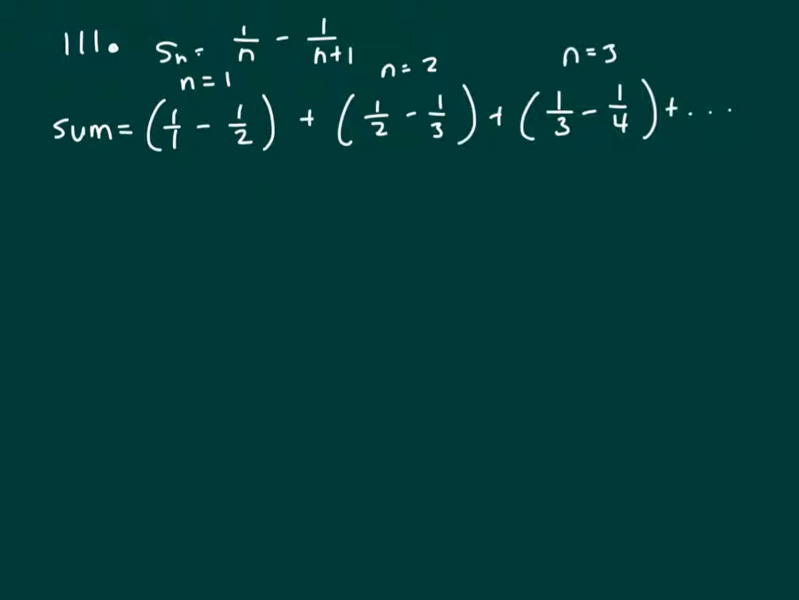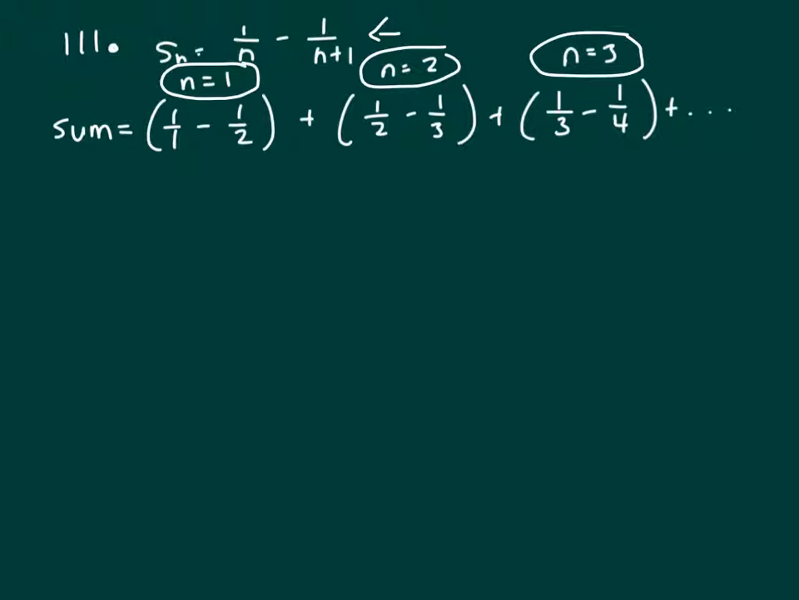All right, 1 over n minus 1 over n plus 1 is the formula for our sequence, and we're summing up terms in this sequence. So if we let n be 1, just substitute 1 into your formula, and you get 1 over 1 minus 1 over 1 plus 1, which is 1/2. If we let n be 2, that's going to be 1/2 minus 1/3. n be 3, that's going to be 1/3 minus 1/4, and continue on.